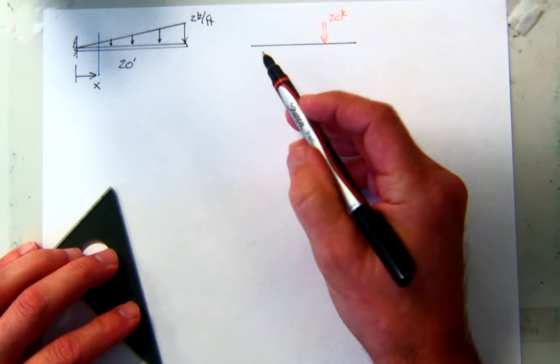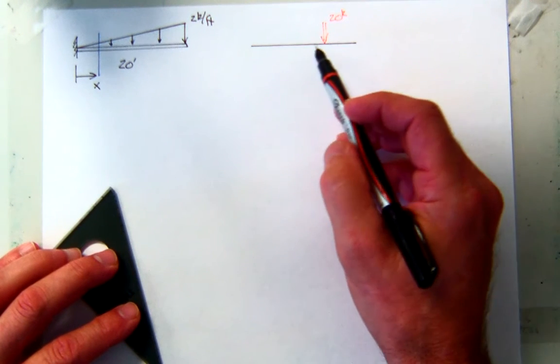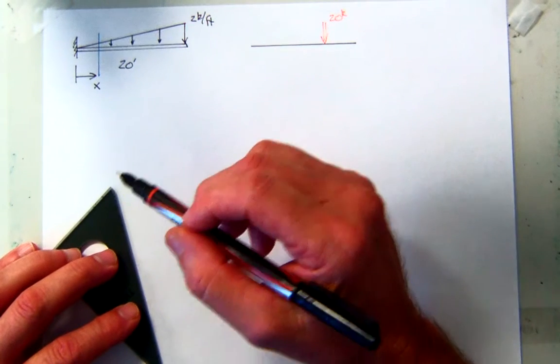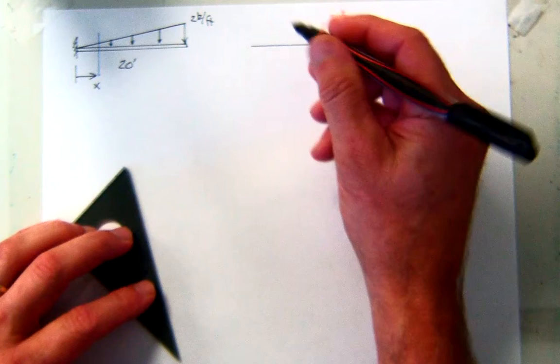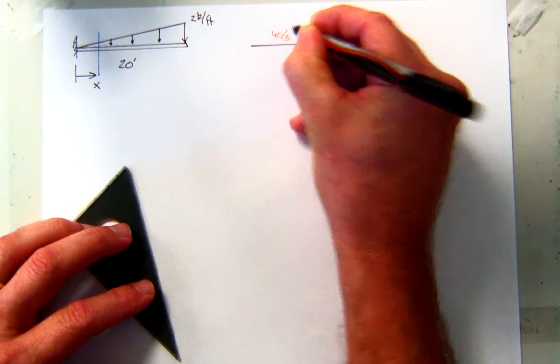And it's going to be 2/3 the distance from the small end, and 2/3 of 20. I know I can do that fraction, but I'm just going to call it 40/3. Two-thirds of 20.